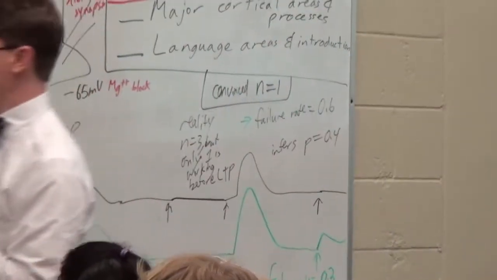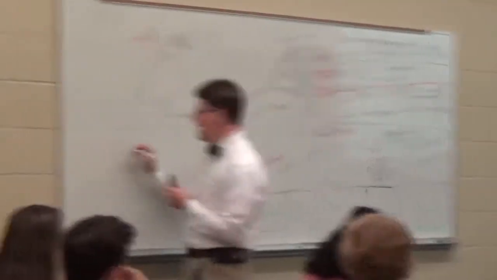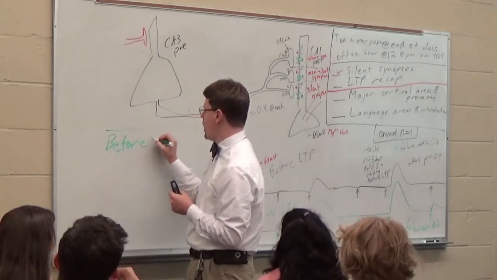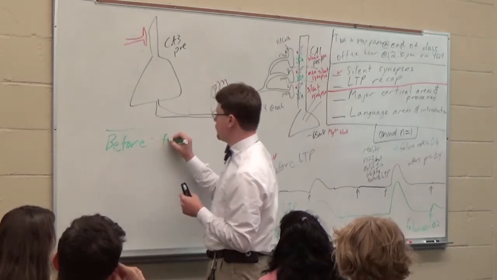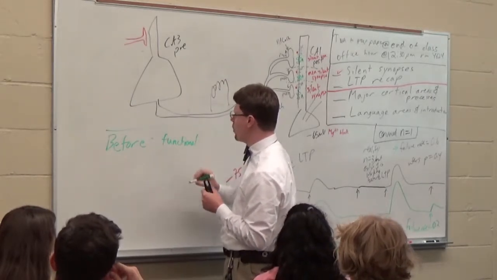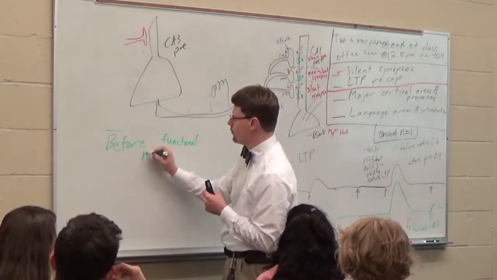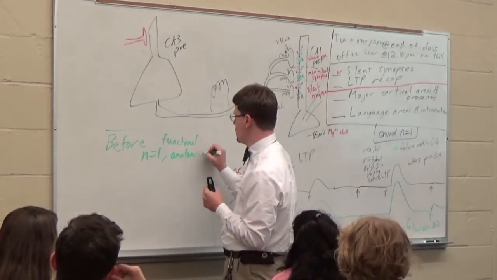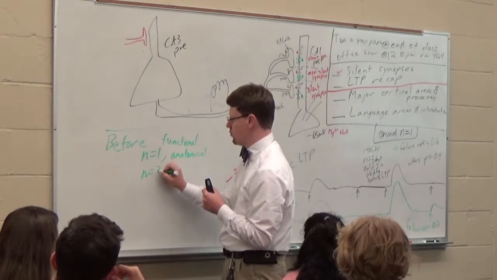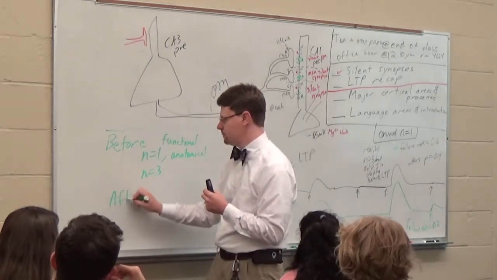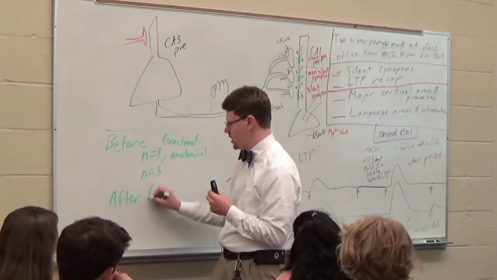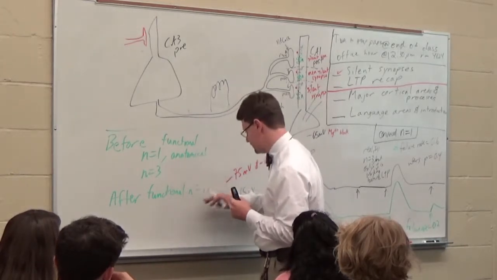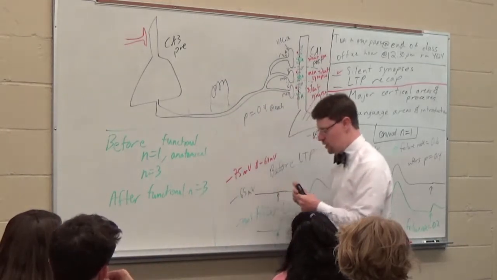I'm going to move over here a little bit because I need to co-opt just a little bit more board. So in the Stevens case, we've got before, this new idea of a functional contact. Before, we just sort of assumed all contacts were functional. So before, functional n equals 1, but our anatomical, physical contacts n equals 3. And then after, our anatomical contacts haven't changed, but now all of our contacts are functional. So our functional n equals 3.